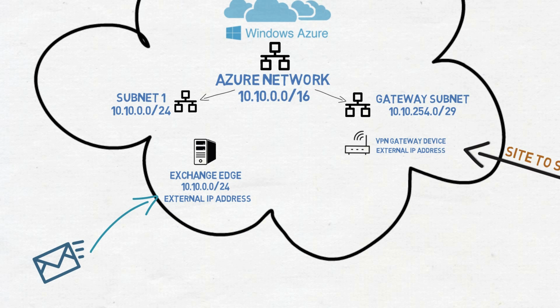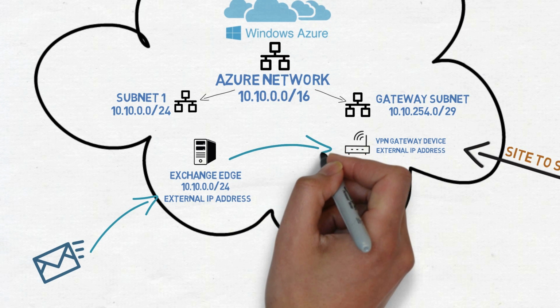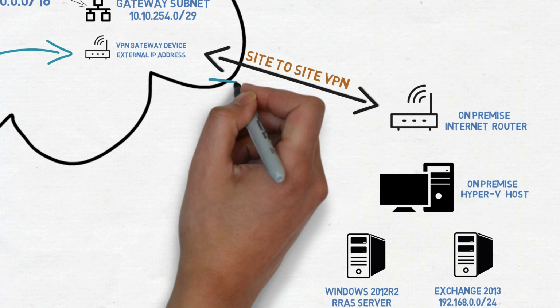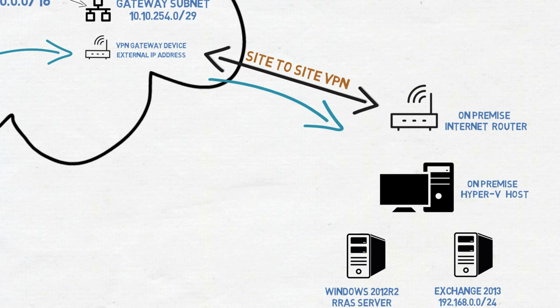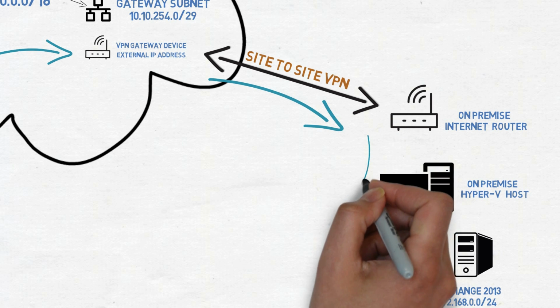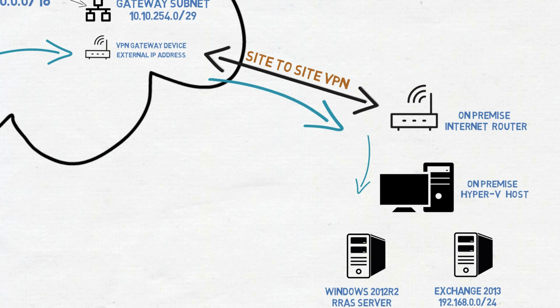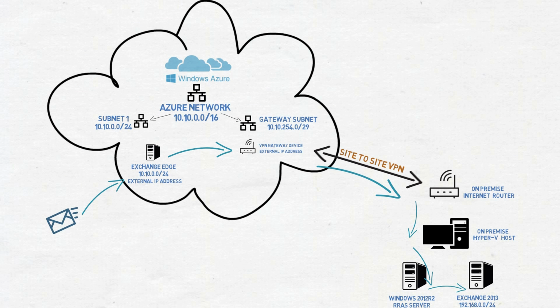My Edge server will determine it needs to get to a 192 address. It'll go over the VPN gateway device, across the site-to-site VPN onto my router. My router will then forward that onto the RAS server. The RAS server will terminate the VPN and send the packets on to my Exchange server, allowing, in theory, messages to be delivered to and from the internet with a static IP address without the issues we had in part 1, where ISPs were rejecting my mail because it came from a dynamic IP address.